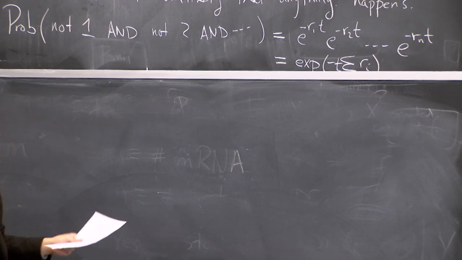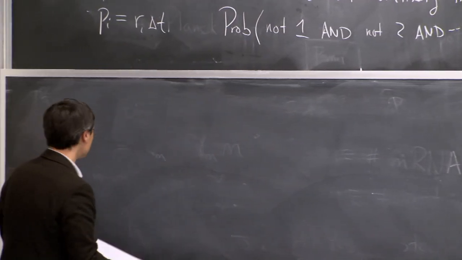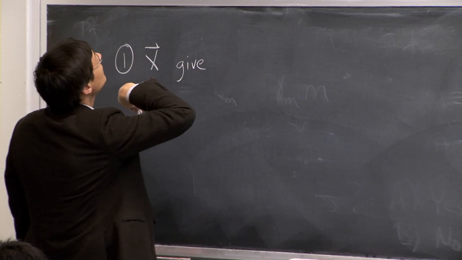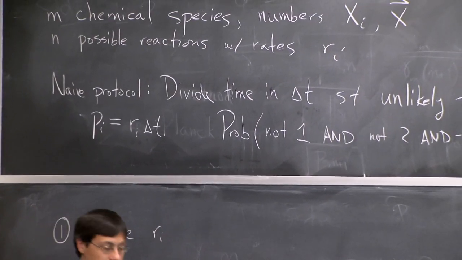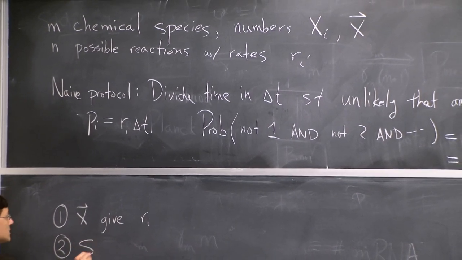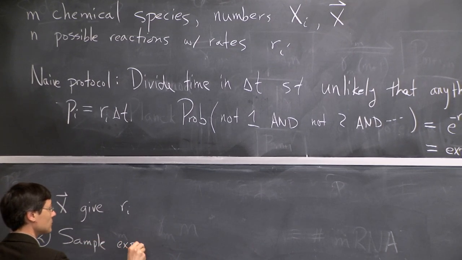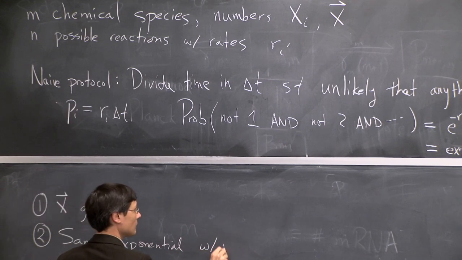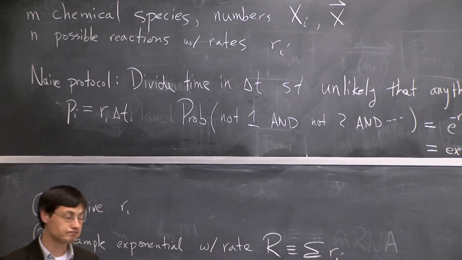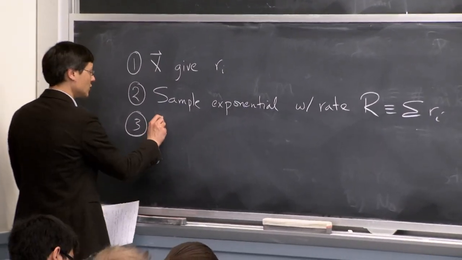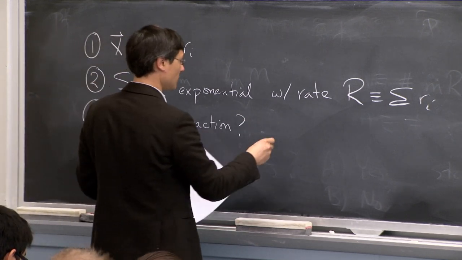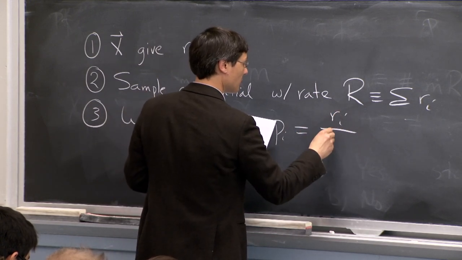The Gillespie algorithm removes the requirement to sample from those n exponentials. Instead, the numbers or concentrations give you all the ri, which give you all the rates. Then you sample from an exponential with rate R, which is the sum over all the ri. That tells you when the first reaction is going to occur. Then you ask, which reaction did occur? Because you don't know that yet. There, it's just the probabilities of each of them. The probability pi is just ri divided by the sum over the ri, this big R.